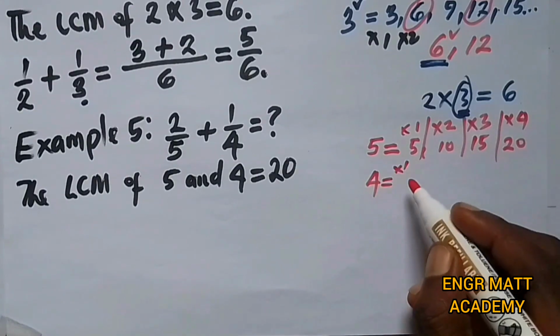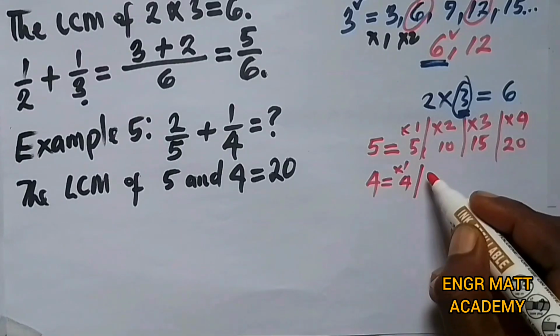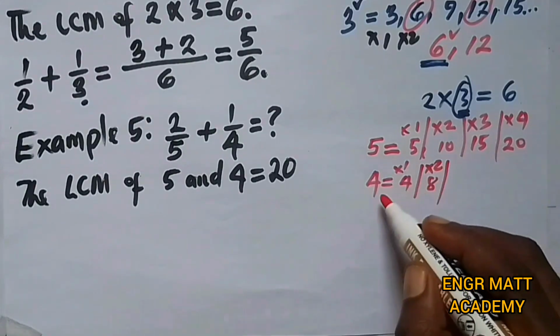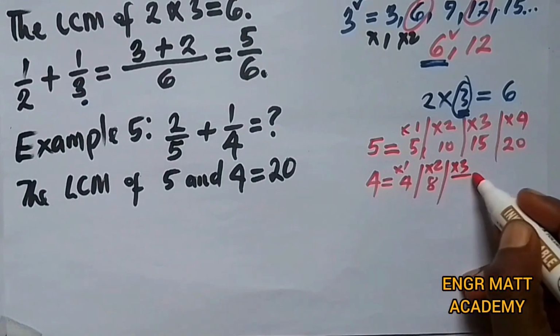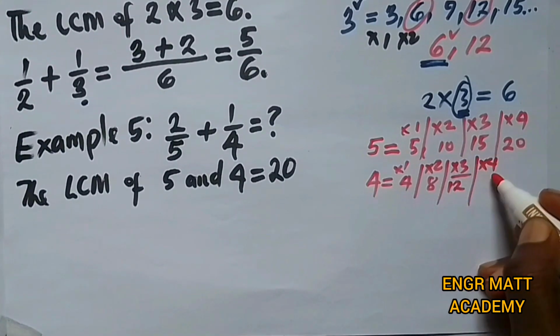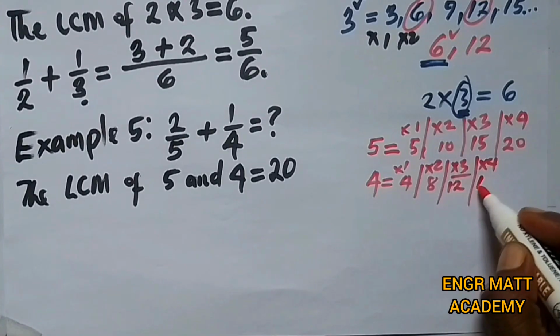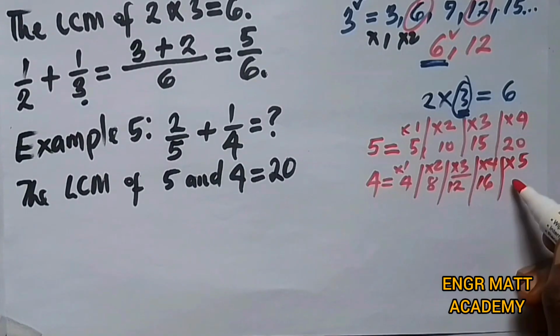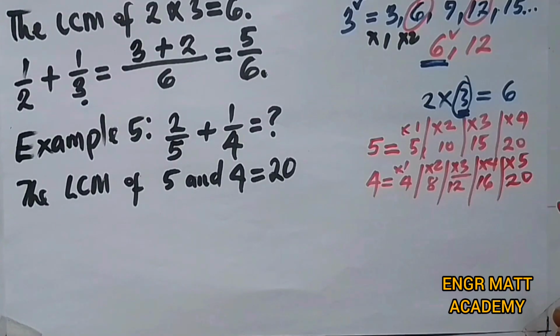4 times 1 will give us 4. 4 times 2 will give us 8. 4 times 3 will give us 12. 4 times 4 will give us 16. 4 times 5 will give us 20. I'm already seeing the lowest common multiple.